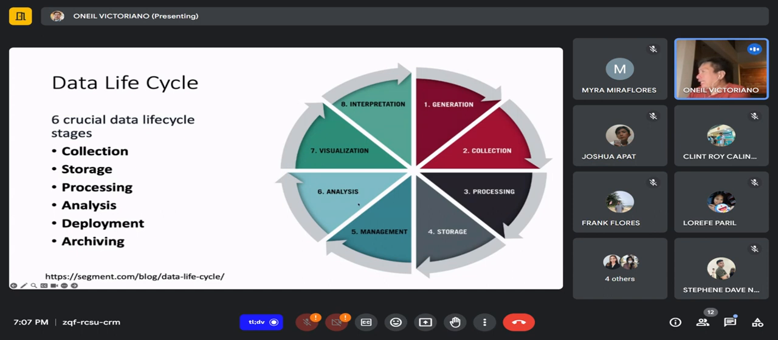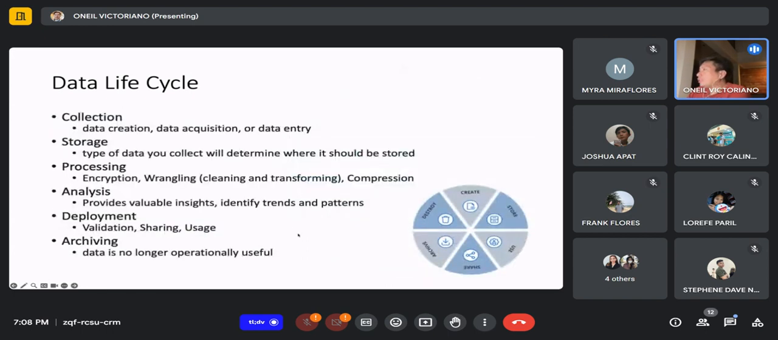We analyze data. After analysis, we visualize. Visualize is the last topic, and data analysis is the third topic later. And we have interpretation from the visualization. So these are the definitions of the different life cycles.